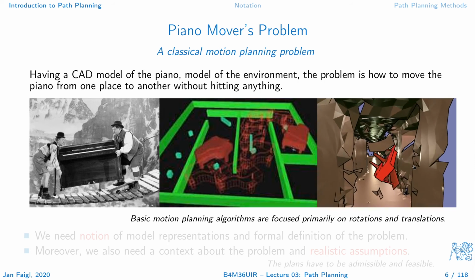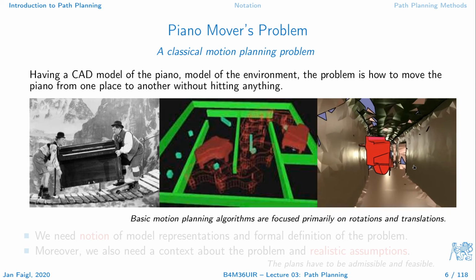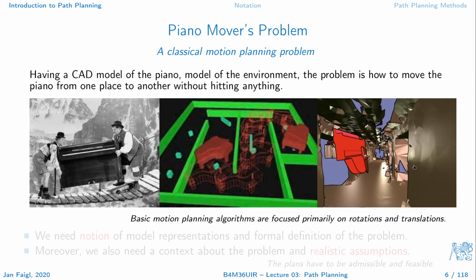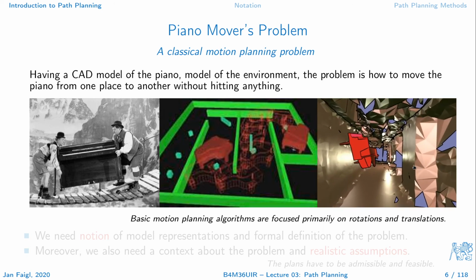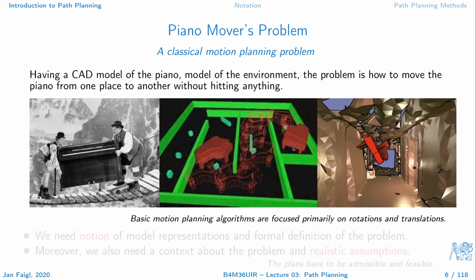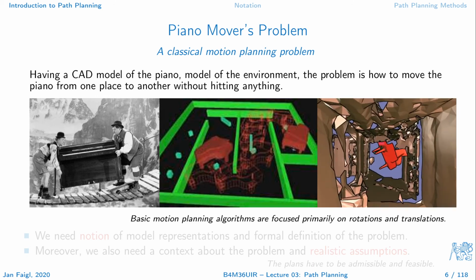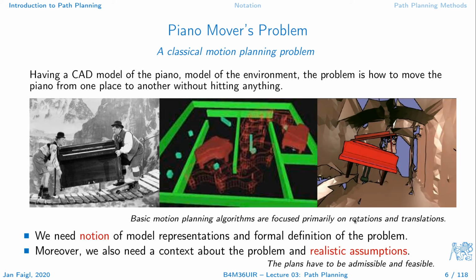The main idea here is that for that classic motion planning, we can rely on a model of the environment and also the object, the piano here. And we are looking to find a way how to move the piano from one place to another without actually hitting anything. So this is the basic planning problem, and we can consider that it is focused on rotations and translations. And motion planning is the way how we find a sequence of motions.